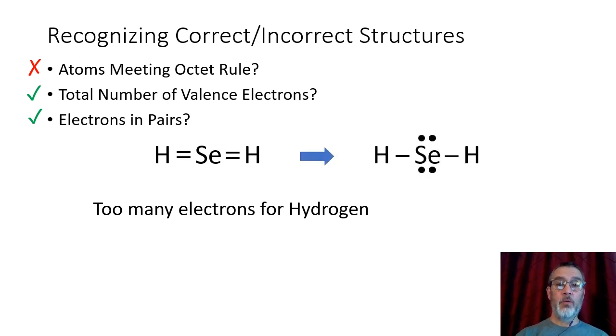If we were to look at the correct structure, it turns out that it's going to have a selenium with 2 lone pairs around the central atom, as well as 2 bonds. So in this case, selenium meets the octet rule. Each hydrogen is associated with a single bond, and that's a pair of electrons. So that would be indeed the correct structure for SeH2.